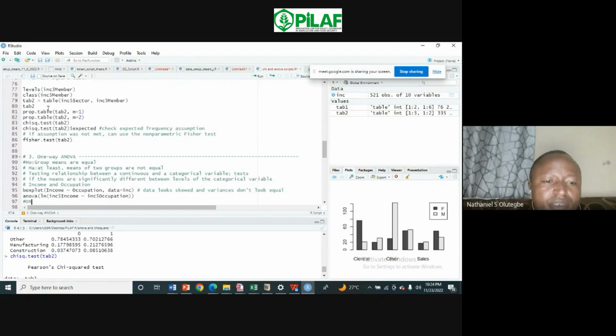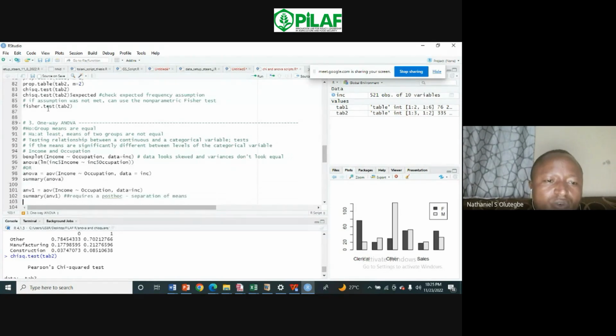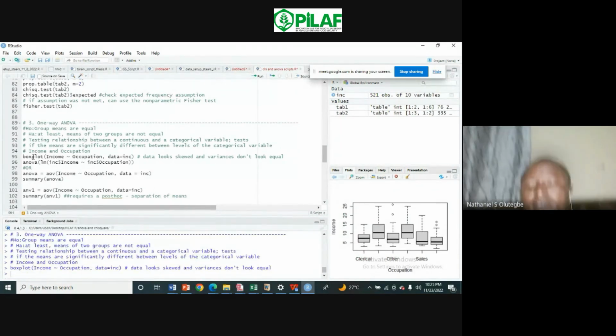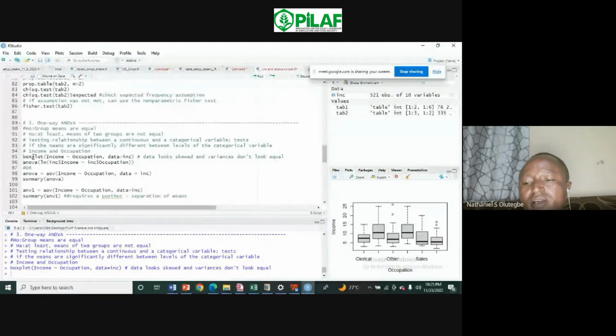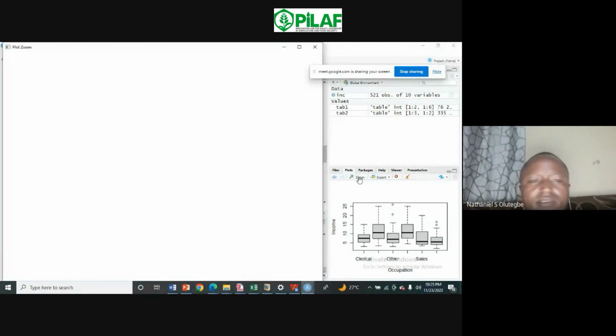For example, income and occupation. In this case, your income is your test variable, your continuous variable, and your occupation is your categorical variable. So in the data set that we're making use of today, we have income and occupation. Let's do a box plot to see how they possibly rank, how they compare. We can see some standing tall and some almost touching the baseline. Okay, let me zoom it. Let's see it get zoomed.